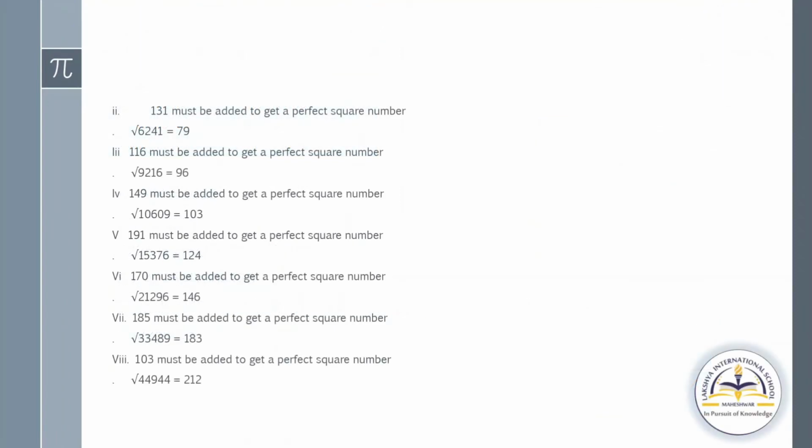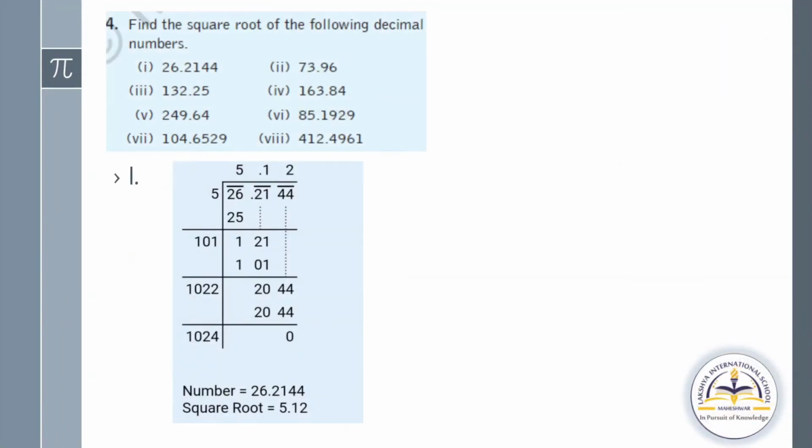Okay, now in the same manner you have to solve these questions. Now question number 4, find the square root of the following decimal numbers: 26.2144. Now here we will make a pair of 26, then from the right side 2144. Now here 5 square is 25, and here 5 plus 5 we will get 10. Now 26 minus 25 we will get 1. Then 21 we will take as a new pair.